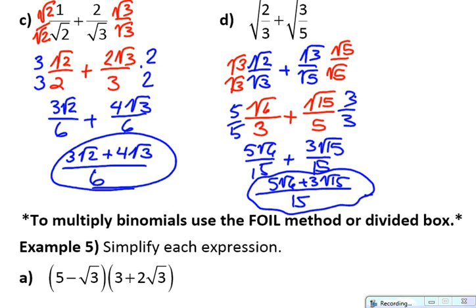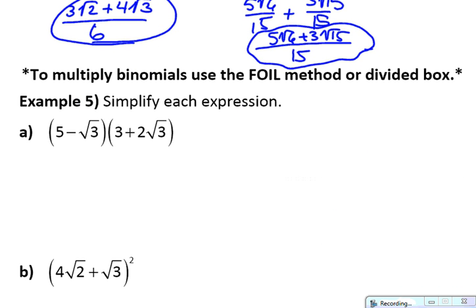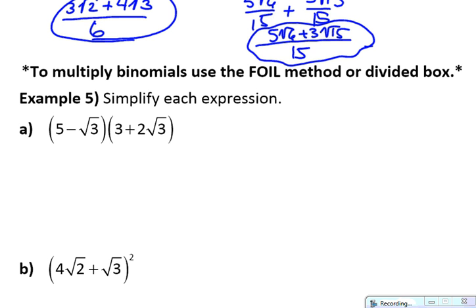All right, so that was just, we did some distributing, adding fractions. Now we're going to multiply binomials. So you could call it FOIL. You can FOIL it. That's actually also the same thing as a double distribute. Or you could use this divided box. I know a lot of you like to do that, and that is fine as well. Why don't I start this one by doing the divided box?